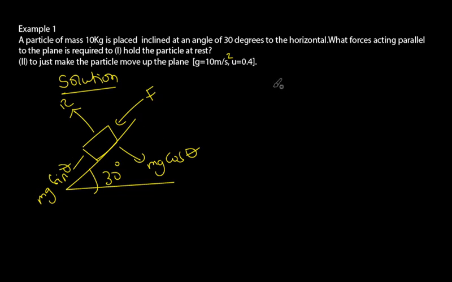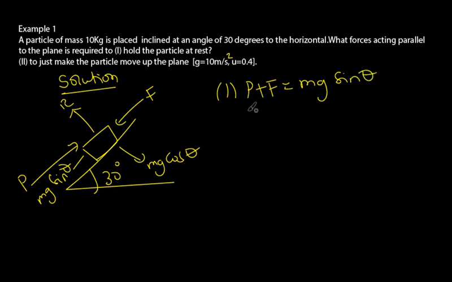So they are now asking us, what force acting parallel? Parallel means we are applying a force directly parallel to this plane, and it is pushing this upwards, so P. Now what force acting parallel is required to hold the particle at rest? To hold the particle at rest, we know from the scenario I gave first, we have to add P plus F, and this should be equal to mg sine theta. If we make P the subject, because we have to find the force that is required to hold, so we are going to make P the subject.